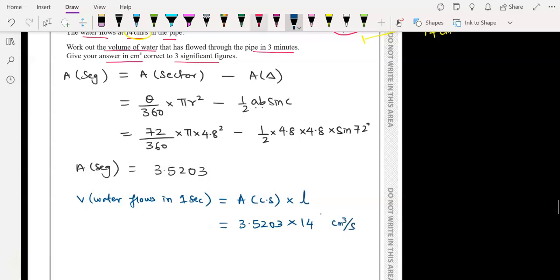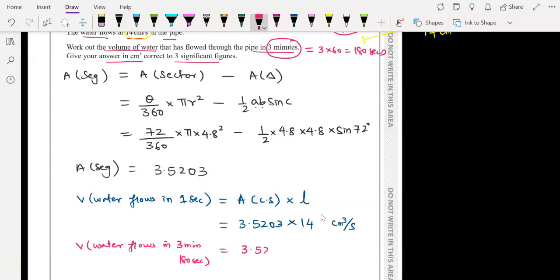But the question is to find the amount of water that flows out in 3 minutes. In 3 minutes, we have total 3 times 60, that is 180 seconds. I know 1 second, so I need to find out in 180 seconds. So you multiply it by 180. So volume of water that flows in 3 minutes, which is 180 seconds, is 3.5203 times 14. This much water flows out in a second. To convert this to how much it flows out in 3 minutes, simply multiply it by 180.